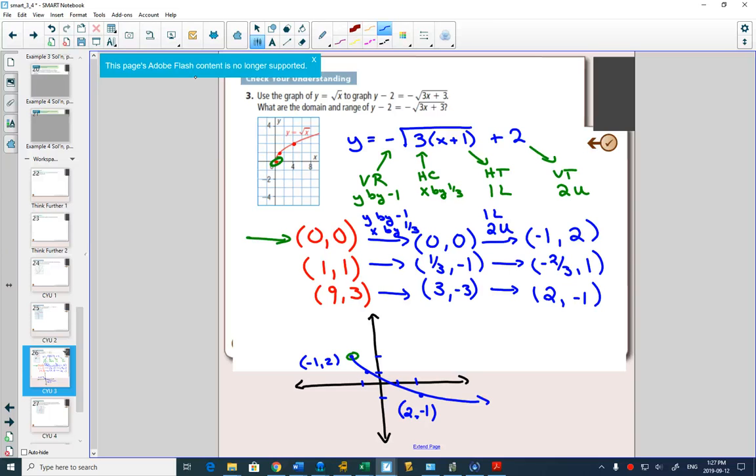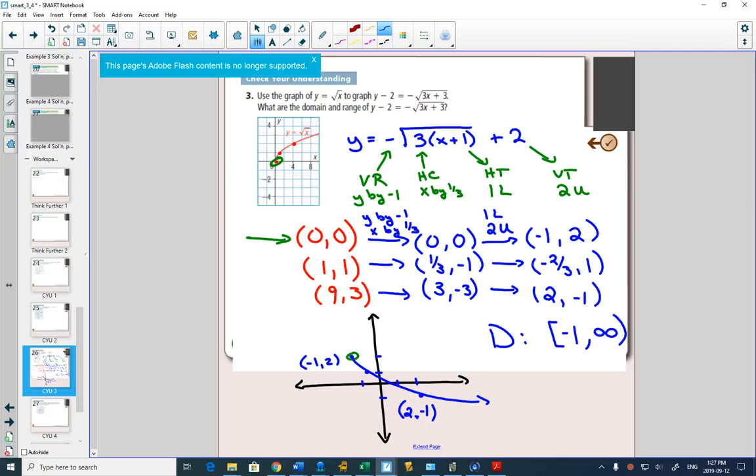It's good I zoomed out because it allows me to reread the question. What are the domain and range of just the blue one? Now that we've graphed it, our domain are our x values, and I'll use interval notation. The smallest value is -1, but it goes up forever. So I can say -1 to infinity. That's like saying x is bigger than or equal to -1.